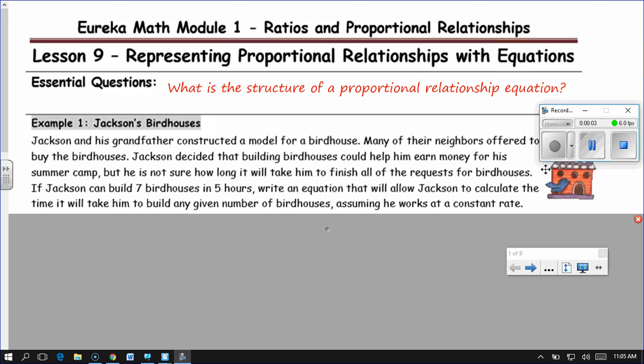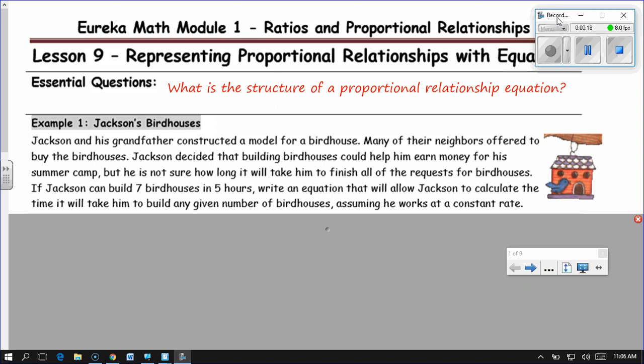Hi, this is lesson number 9. What is the structure of a proportional relationship equation? We're actually going to use the equation this time to go ahead and solve some things. So once you have written down this essential question that I just read, we're going to go on to example 1.